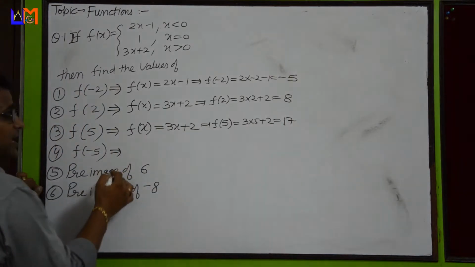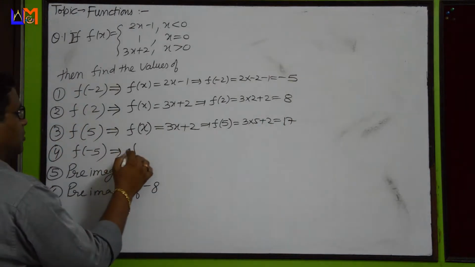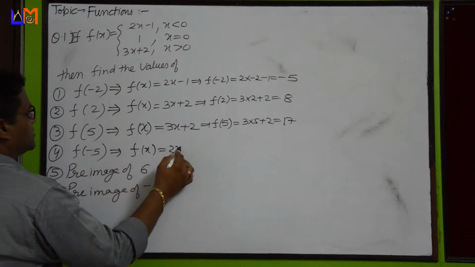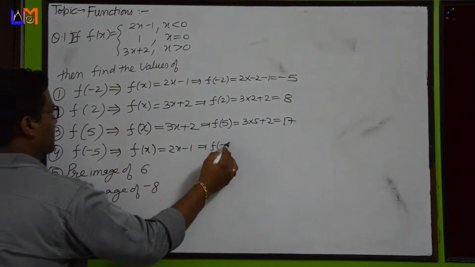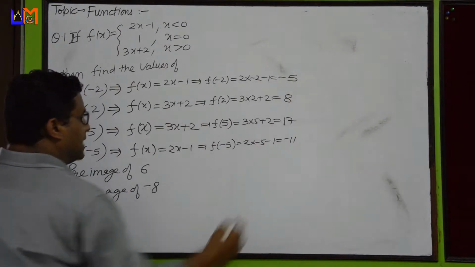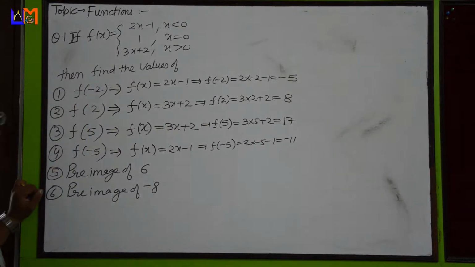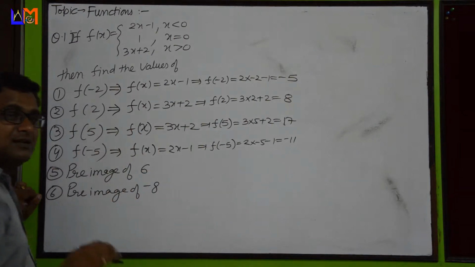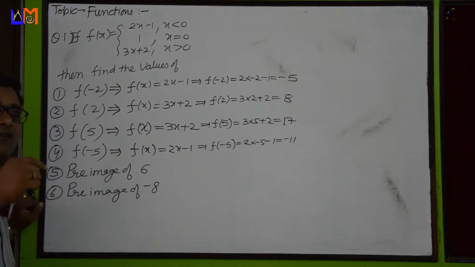f of minus 5, a number less than 0. For this f(x) is 2x minus 1. So f of minus 5 is 2 into minus 5 minus 1, that is minus 11. Now in the fifth question, what did they ask us? They asked about the pre-image. As I already told you, in y equals f(x), the pre-image is the value of x.